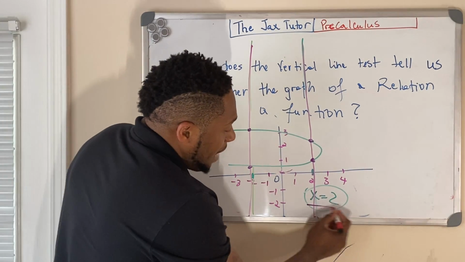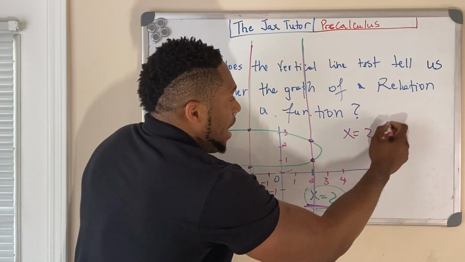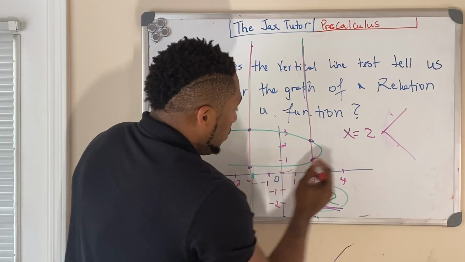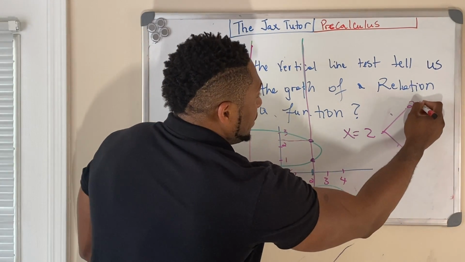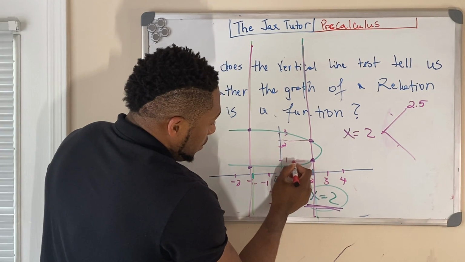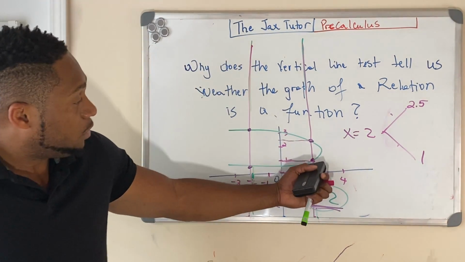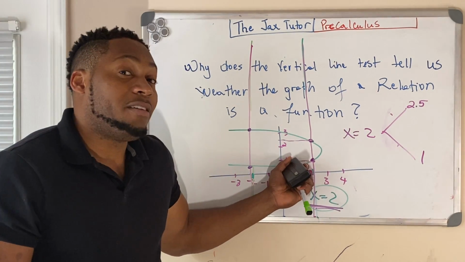What that means is that for the x value x is equal to 2, I have two different y values. It's associated with a y value of, let's say, 2.5, and also 1. So it's associated with those two values. Same thing for -1. So that is not a function.